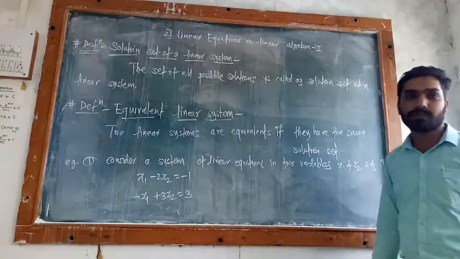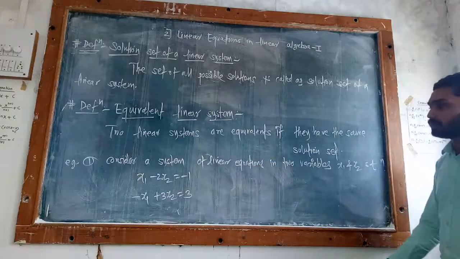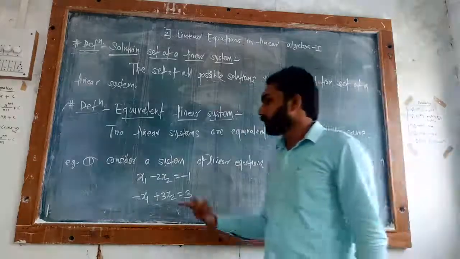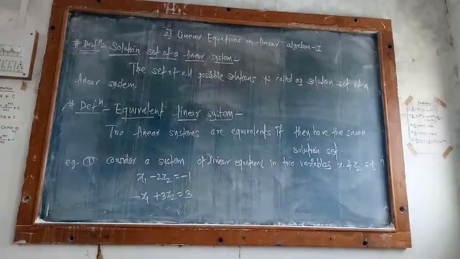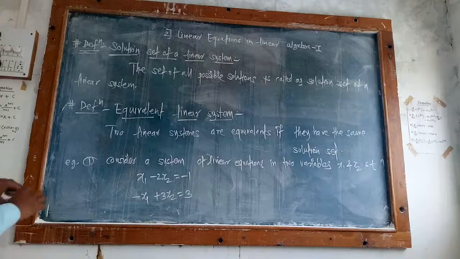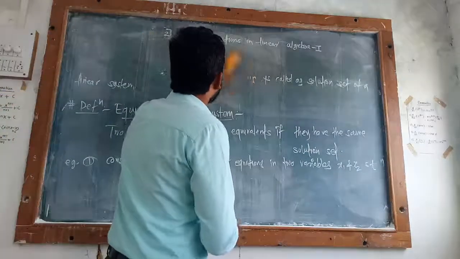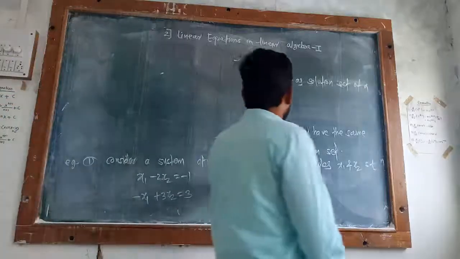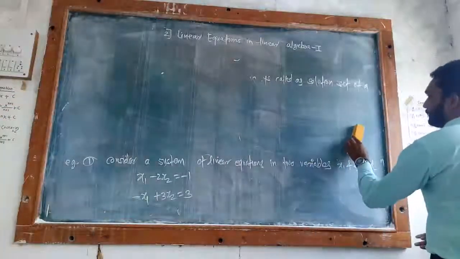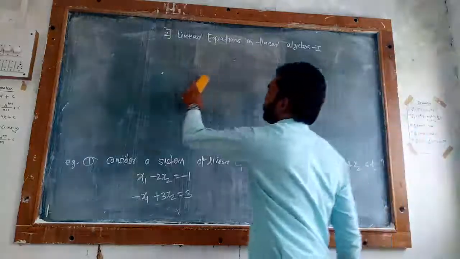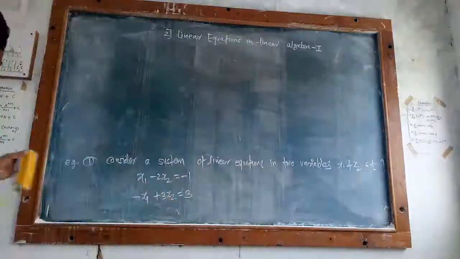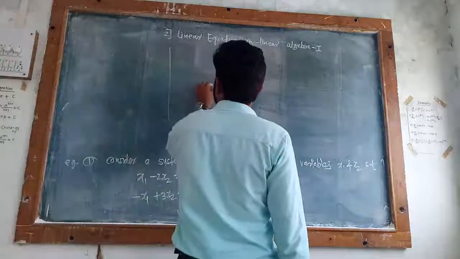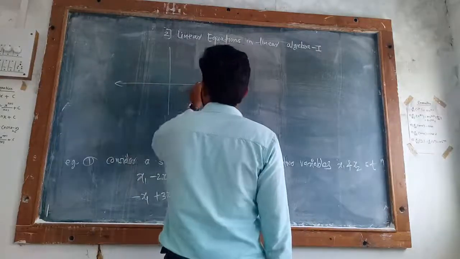This is your system of linear equations. Now, if we have to solve the system for x1 and x2, before that we have to represent this system graphically or geometrically. That means a linear equation in the 2D plane, that is the xy plane, is a line.